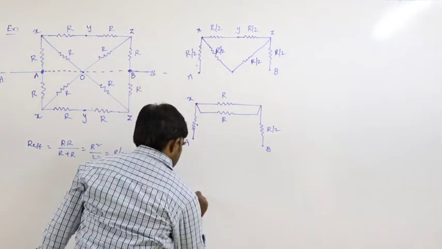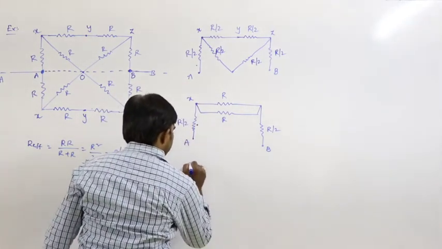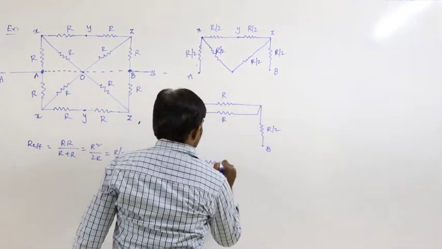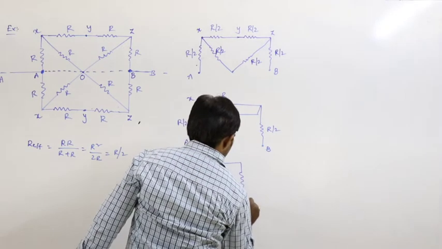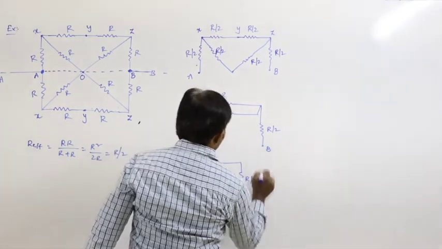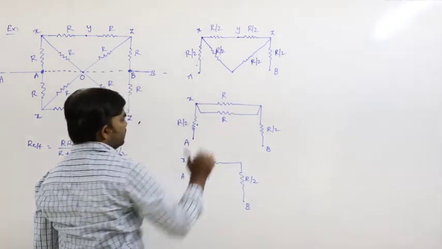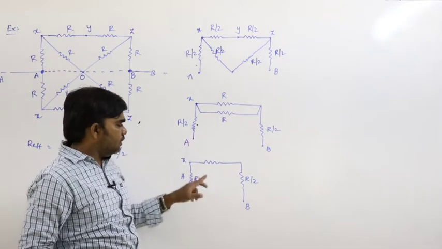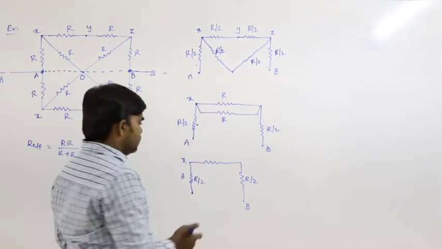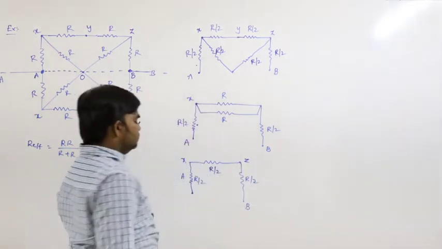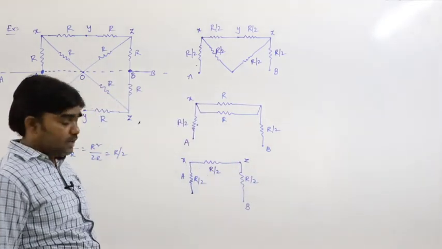Next, this is X, this is A, this is B, this is R by 2 and this is R by 2. How much is this? R and R are in parallel. Again here R and R are in parallel. If R and R are in parallel, the effective resistance is R by 2 only. Effective resistance is R by 2.